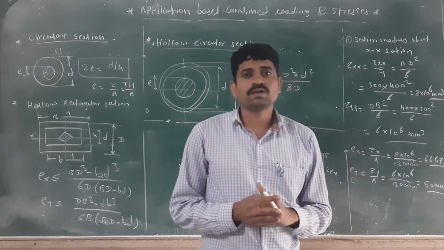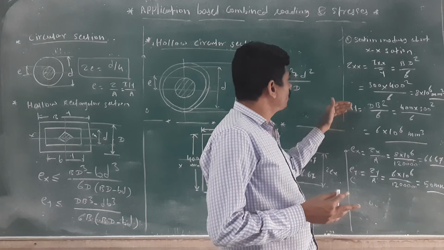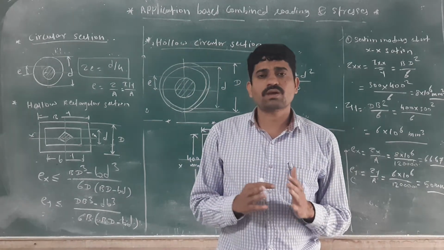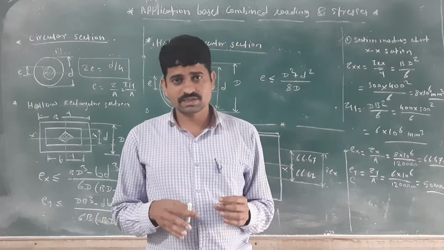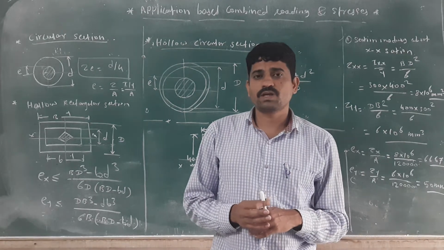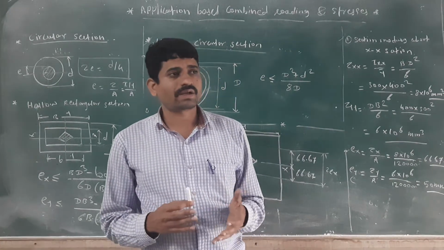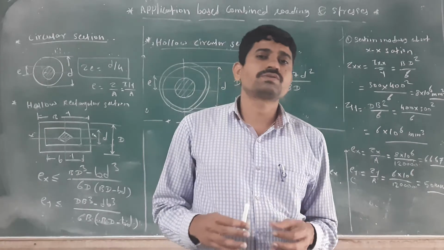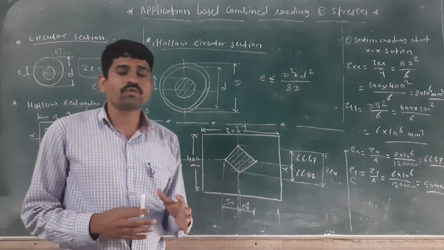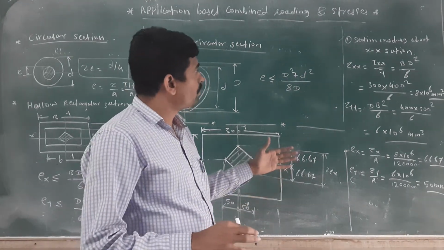What is the unit of Z? This is mm raised to 3, or mm cube, or meter cube. Again, what is the moment of inertia? How to calculate that? For different sections, we have seen how to calculate the moment of inertia. For the rectangular section, the moment of inertia about the x-axis is bd cube divided by 12. For the circular section, pi by 64 into d raised to 4. Again, we have seen the hollow rectangular section, hollow circular section, and the square section. Everything related to section modulus and moment of inertia we have seen in unit number 3. In this way, you have to find out the value.